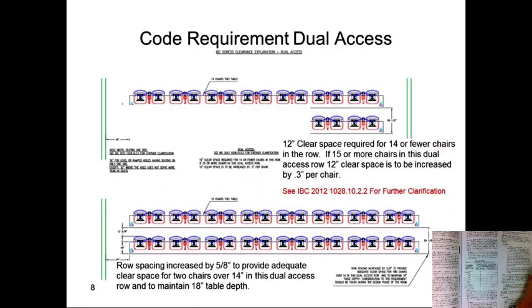Remember code requirement, dual entrance. 12 inches clear required for 14 or fewer chairs in the row. If 15 or more chairs in the dual access row, the 12-inch clear space is to be increased by 0.3 per chair. So this is dual access. That's where we're talking about a lot of stadiums or theaters or other things. So we've got to go back through and look at it. So row spacing is increased by 5/8 of an inch to provide adequate clear space for 2 chairs over 14 inches in the dual access row and to maintain 18 inches table depth.